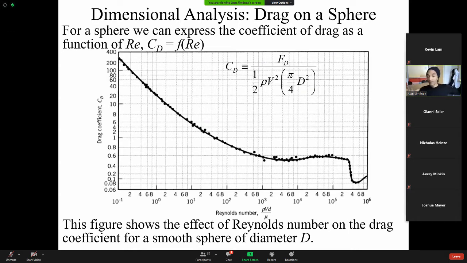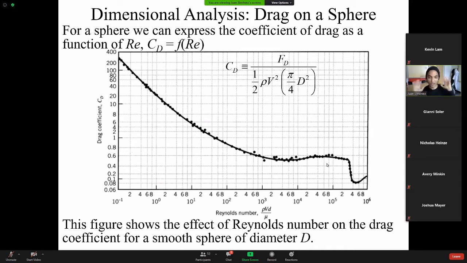If you have a wing, no, you want laminar flow for a wing because it's more elongated, and your drag is going to come more from frictional drag due to a boundary layer. But if you have a sphere, it's going to come more from pressure drag, and you want turbulent flow. So that's why we see this drop right here.